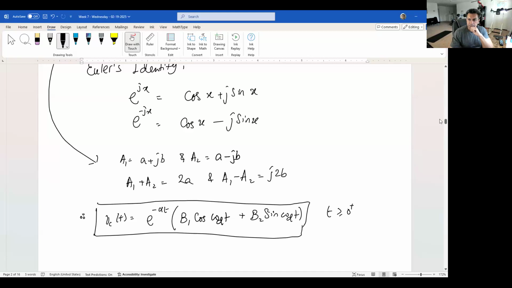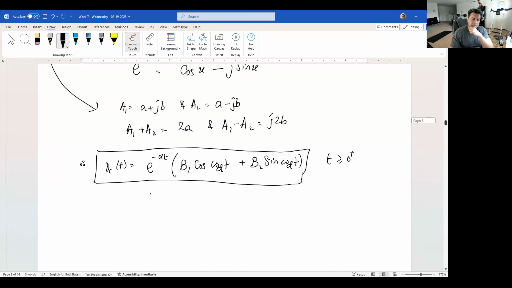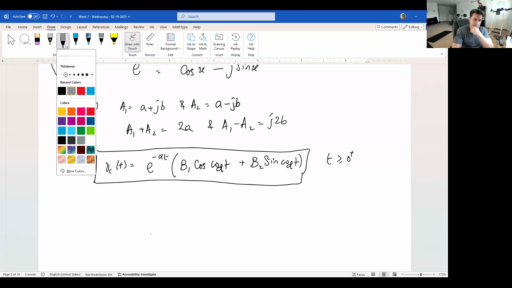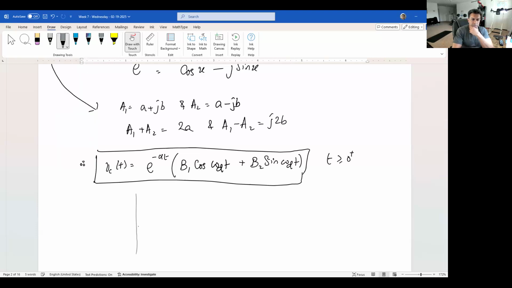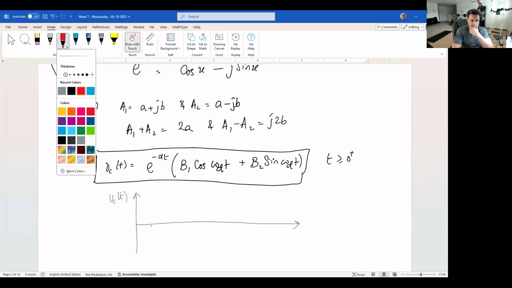This response has two terms, of course. It has an exponential term, which involves the Napier frequency, and it has the trigonometric terms, and those terms have the natural resonant frequency. So if you plot this response, it is called an exponentially decaying sinusoidal function. So it's going to be something like this.